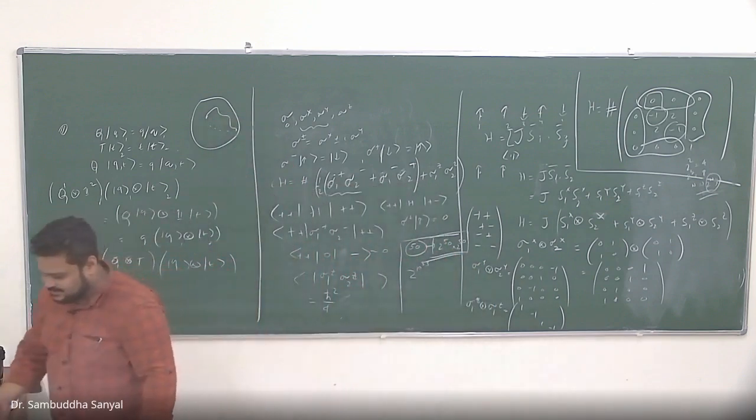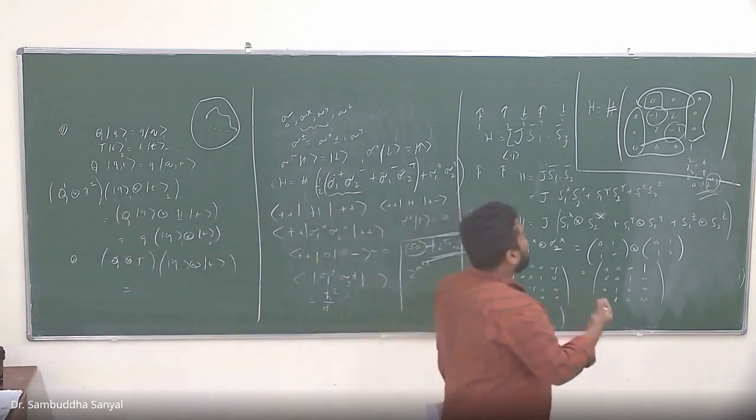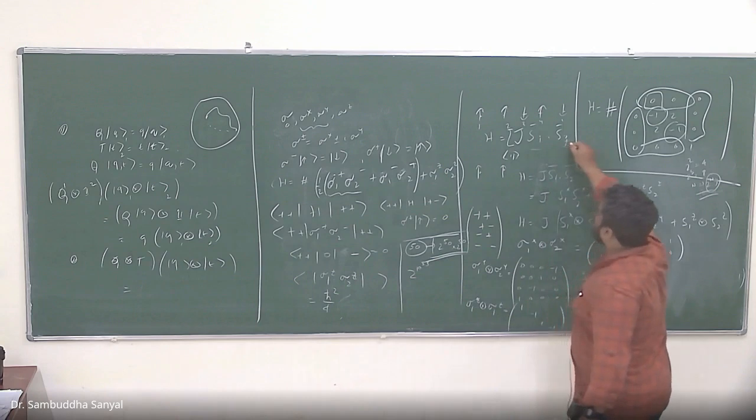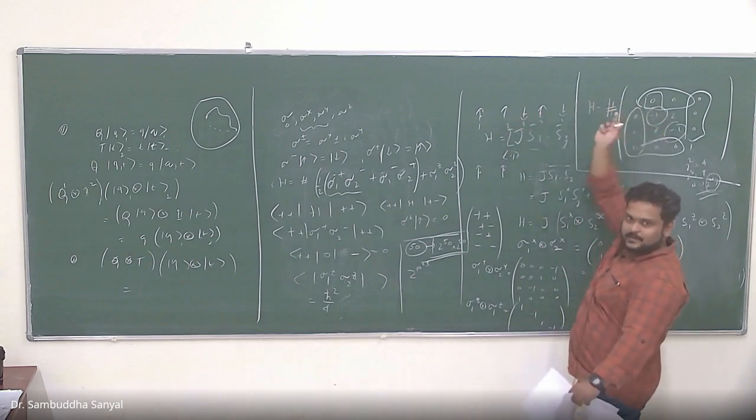And what Seth Lloyd showed is that with just two quantum gates, you can simulate any such local Hamiltonian. Local means things which interact with neighbors, not far apart.